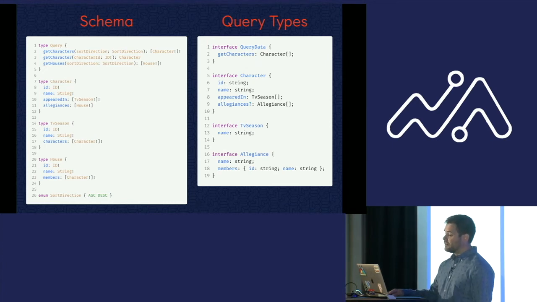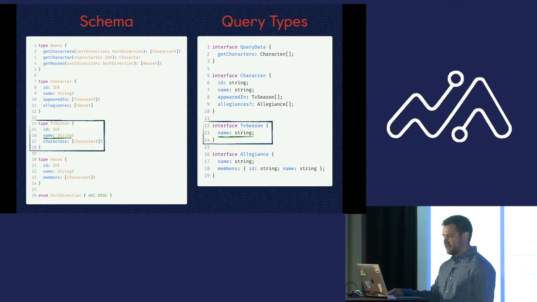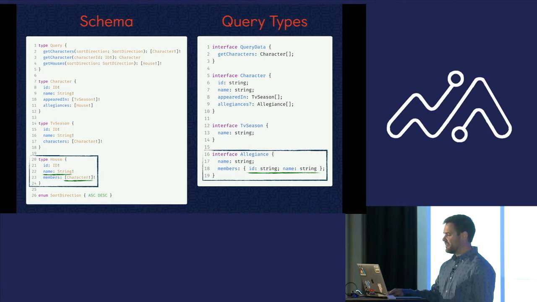Let's go back to our front-end types again and compare that with the schema. We see more of the same here. The query name and return type are duplicated. The character entity is duplicated. Parts of the TV season are duplicated, and same with the allegiance entity.